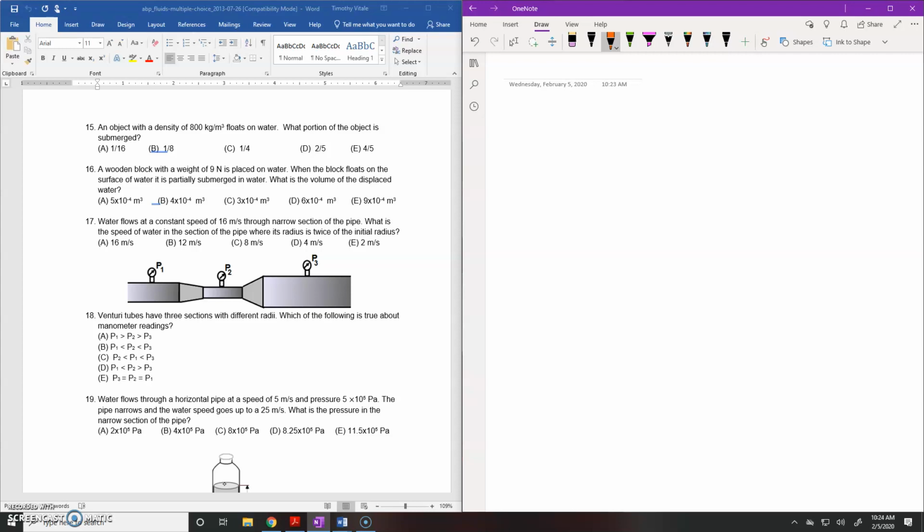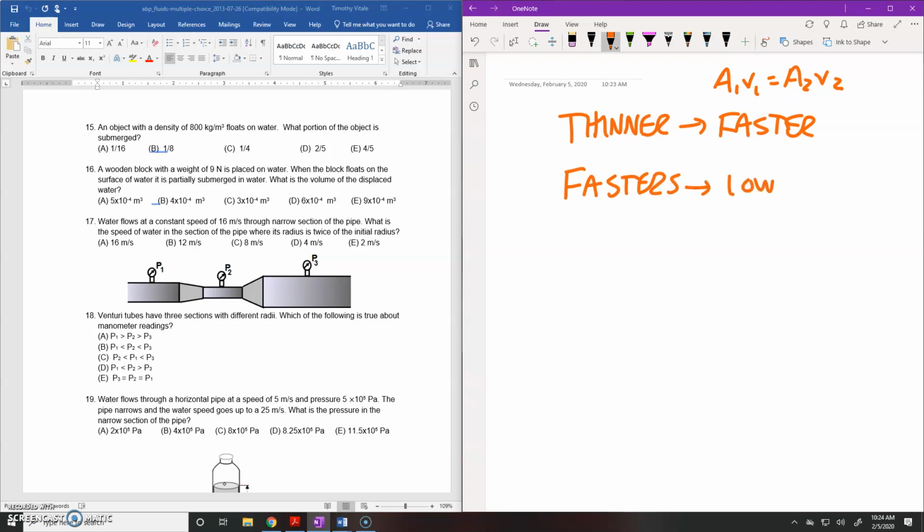You guys should understand that the thinner the pipe, the faster the fluid's going to flow. And so let me write this. Thinner means faster, and that's from the continuity equation. That's how we know that that's true. And then Bernoulli's principle says that faster fluids means lower pressure. So that means that P2 is going to have the lowest pressure, then P1, then P3, which means that the answer is C. The last 2 problems are not on the quiz, so we won't go over those.